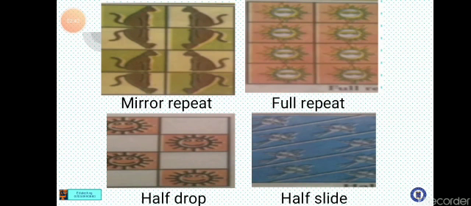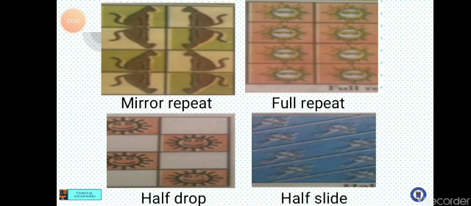You can see the mirror repeat. Mirror repeat pattern duplicates figures in a row and then the next row horizontally, making them face opposite directions. You can see the pattern in mirror repeat. They are facing opposite directions.